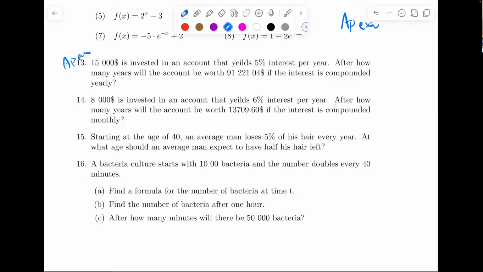It is compound. I don't even have my glasses on, but I can read it fast for you. It says, after how many years will the account be worth whatever if the interest is compounded monthly?